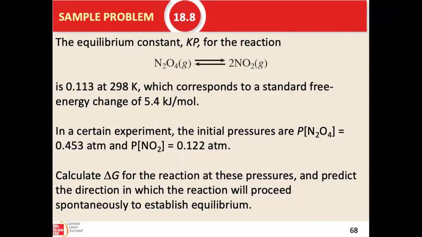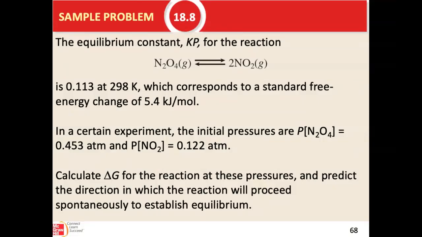So we can calculate the delta G for the reaction, and we can actually predict the direction in which the reaction will proceed spontaneously to establish equilibrium. So take a look at example 18.8 on your screen.